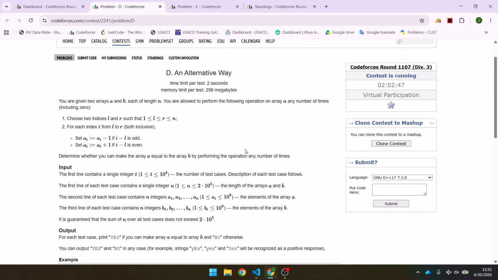In alternative way, you are given two arrays A and B, each of length n. You are allowed to perform the following operation on array A any number of times. Choose two indices L and R, and then for each index I from L to R inclusive. So it's alternating in its range.